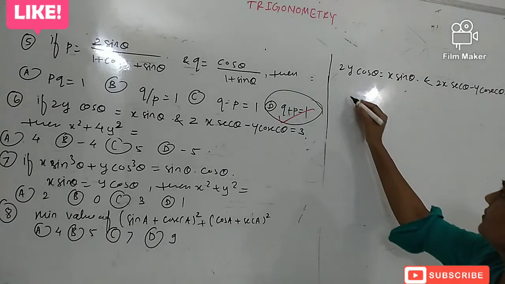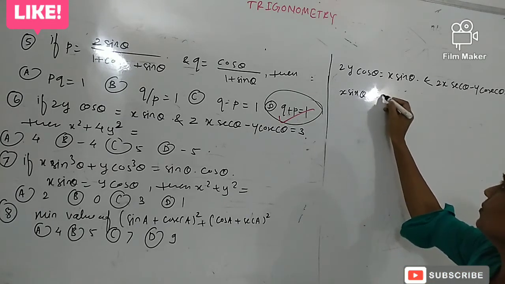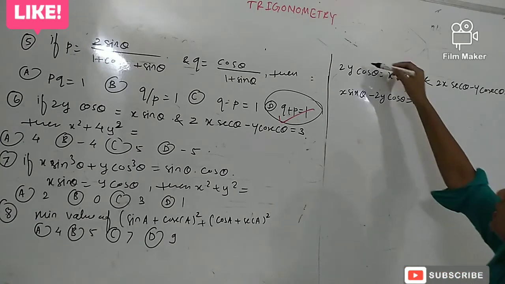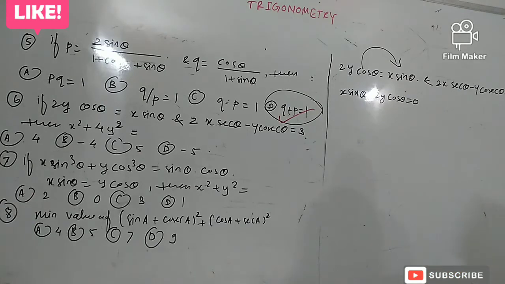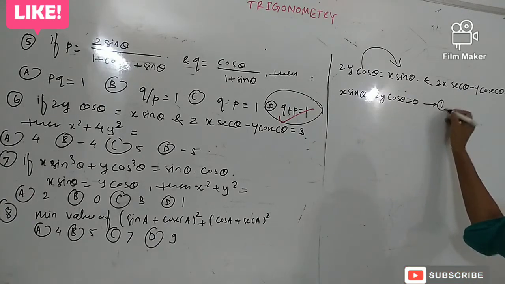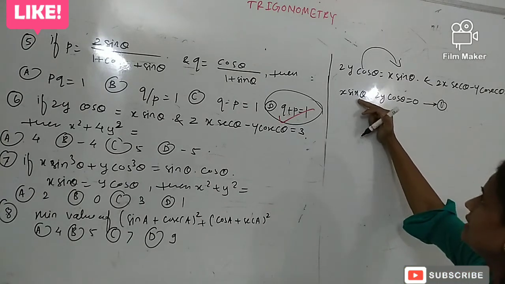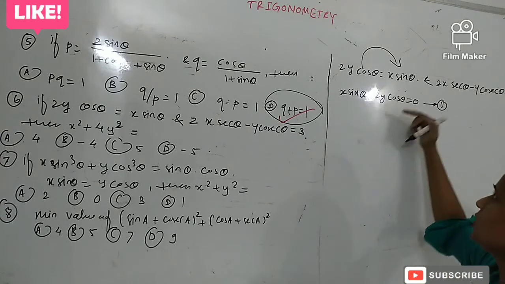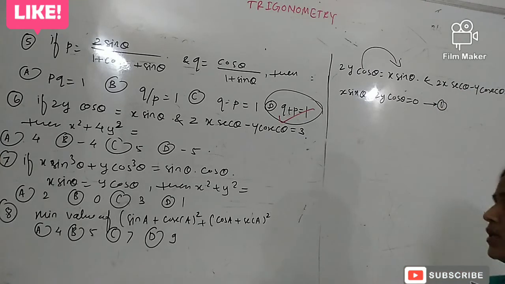So I can write this equation as x sin theta minus 2y cos theta is equal to 0. I only shift this whole term towards the RHS and the LHS gets 0. Okay. And just give it equation number 1. In this equation the coefficients of x and y are sine and cos, whereas in equation 2 the coefficients of x and y are given in the form of sec and cosec.